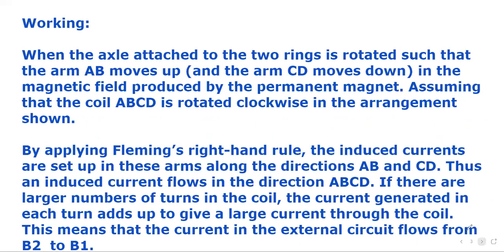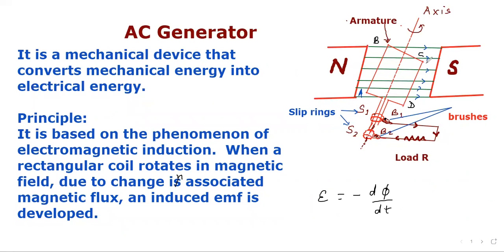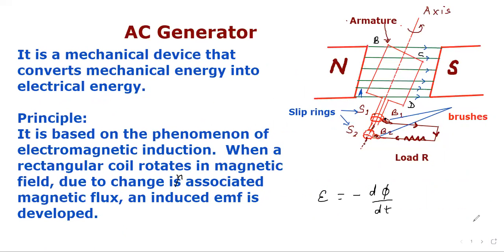Now, working. When the axle attached to the two rings is rotated such that the arm AB moves up, arm CD will move down. So arm AB moves up and arm CD moves down in the magnetic field produced by the permanent magnet, assuming that the coil ABCD is rotated clockwise in the arrangement. Now, we apply Fleming's right-hand rule. The induced currents are set up in these arms along the direction AB and CD. So induced current will flow in the direction AB and CD.